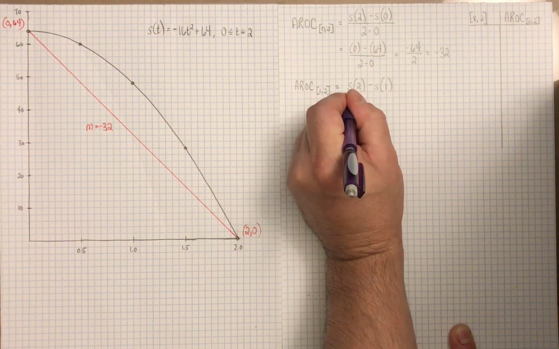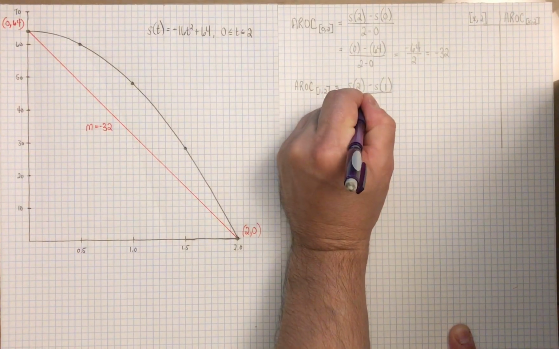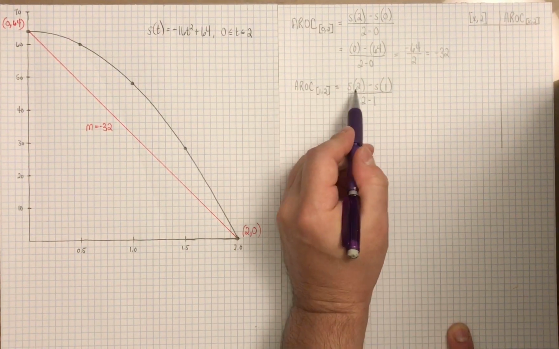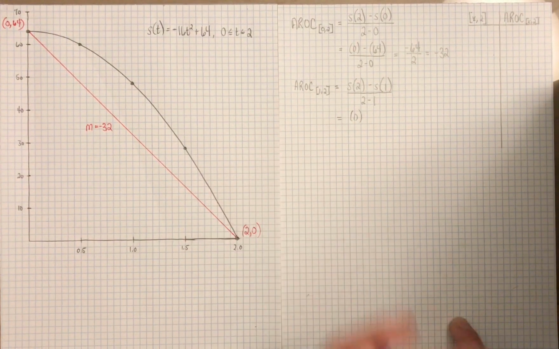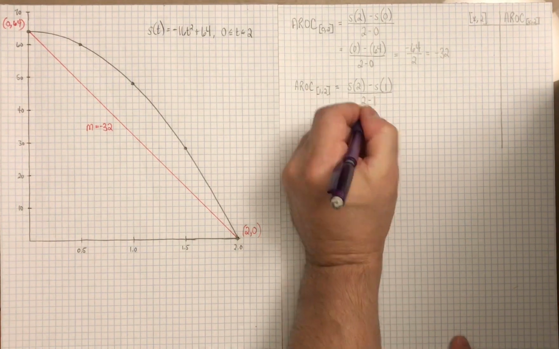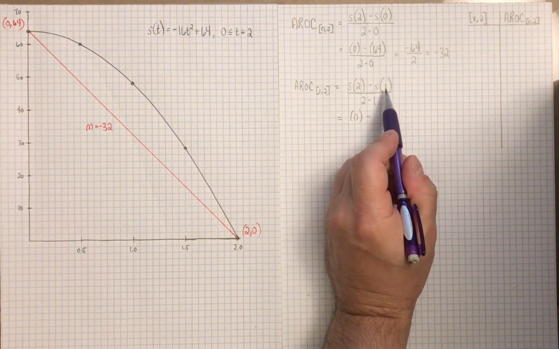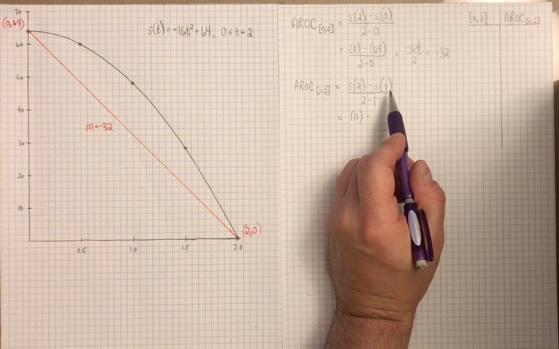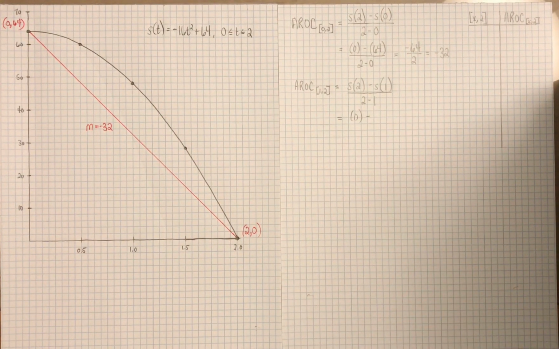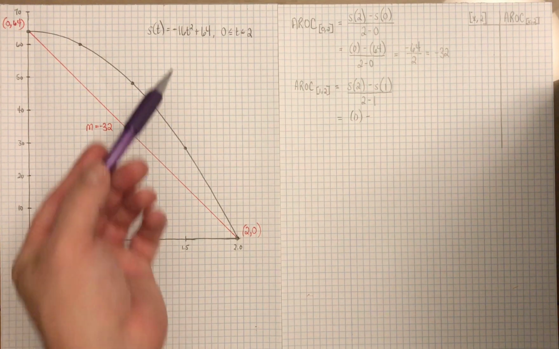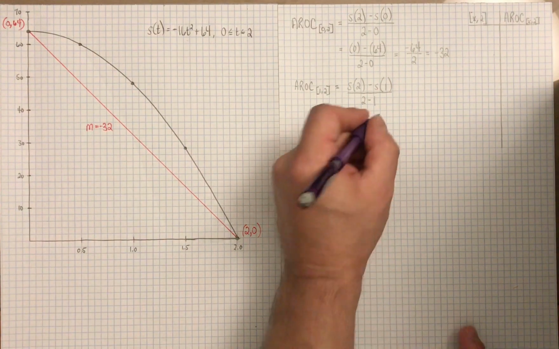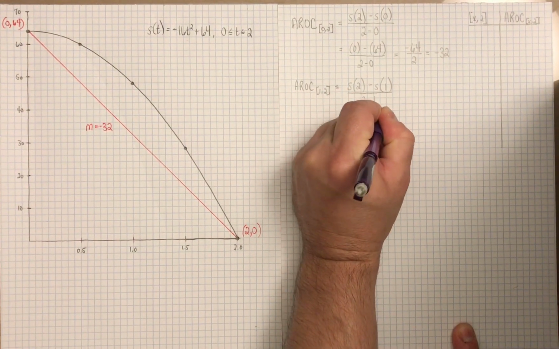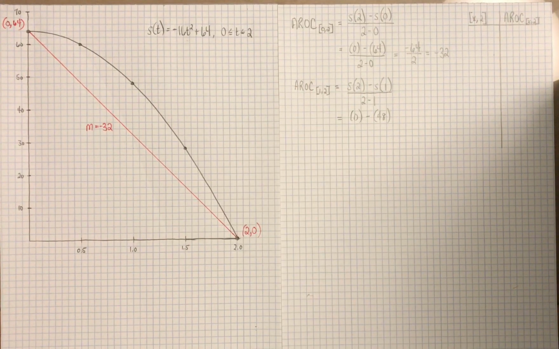Note that portions of this will remain the same, and other portions of it will change. S of 2 is still going to be 0. It's still on the ground at 2 seconds. S of 1 then is asking, how high up is the object 1 second into the fall? Well, we can get this value from the formula simply by substituting the value of 1 in for t and evaluating the function. If we do that, we should find that the object is still 48 feet above the ground 1 second in.